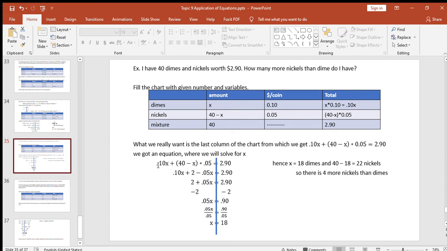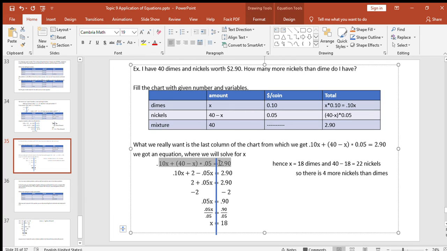So again, we do the same thing. Solve for x, and you're going to get 18. x is dimes, so x is equal to 18 dimes. And then we find nickels, which is 22.